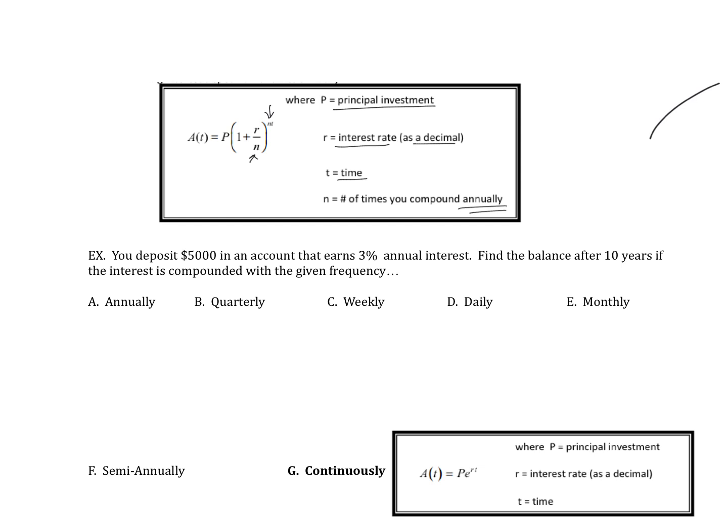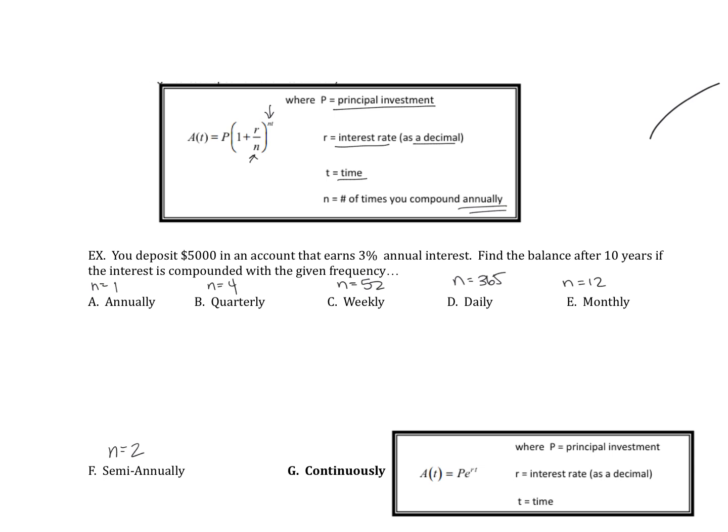So what does this mean? Well, if you compound it once, or annually, that's 1 time a year. Your n is 1. If we compound it 4 times a year, my n is 4. If we compound something weekly, there's 52 weeks in a year. Daily would be 365, and monthly would be 12. And then semi-annually would be twice a year. So let's take a look at writing the equation for weekly.